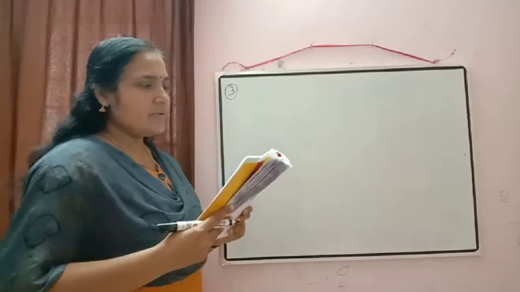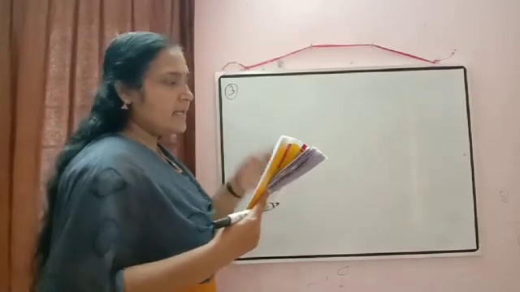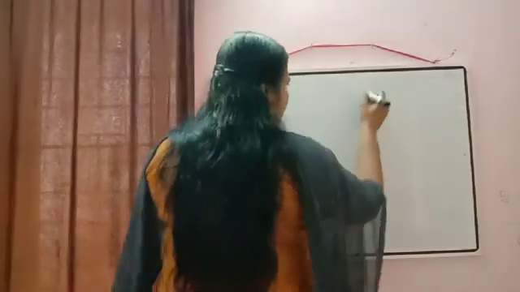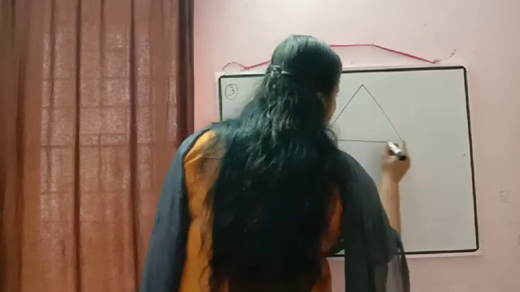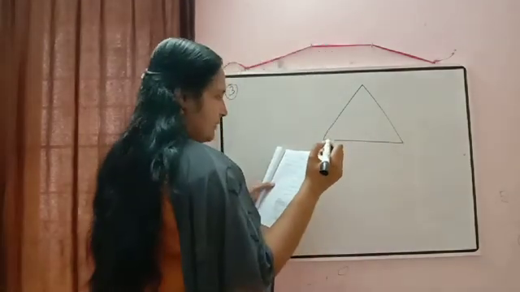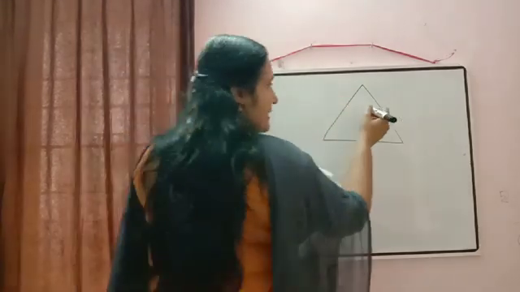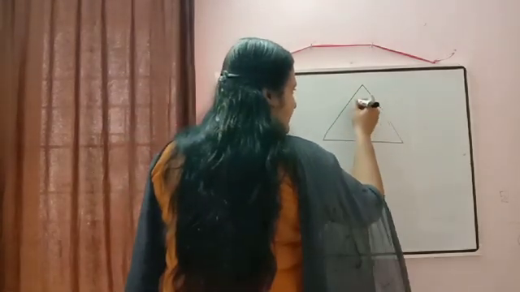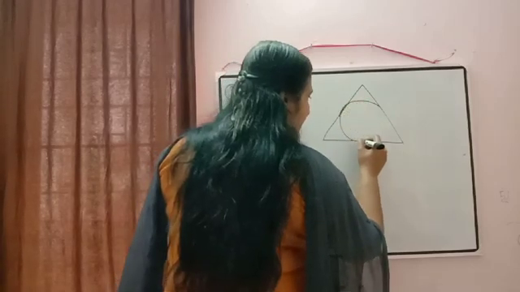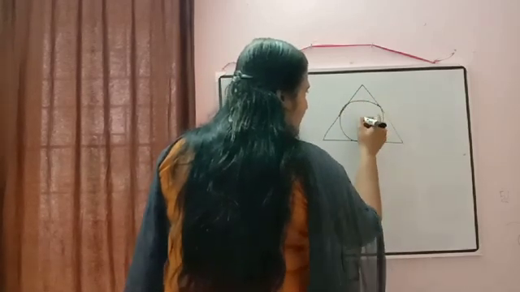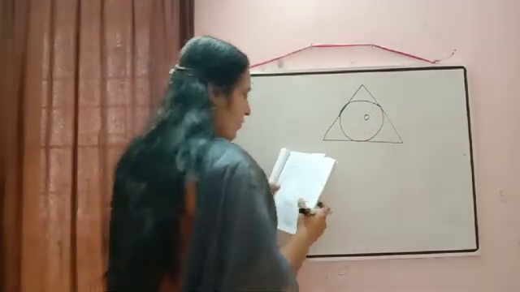Now in this question you can check, it is written an equilateral triangle of side 24 centimeter. So an equilateral triangle is there whose side is 24 centimeter. A circle is inscribed touching its sides. So a circle is inscribed in such a way that the circle is touching its sides. So it will come in this way only. Okay, so the center we can mark as O.